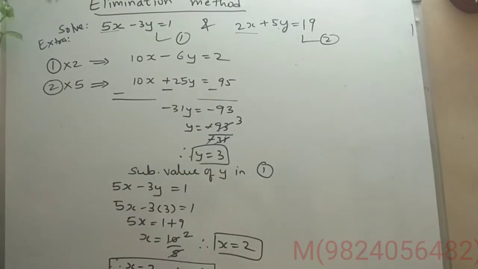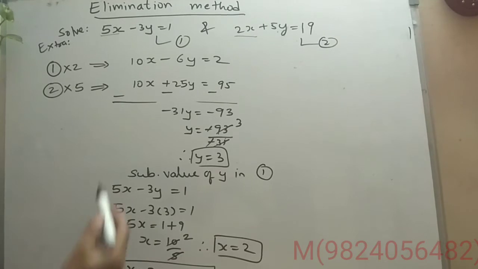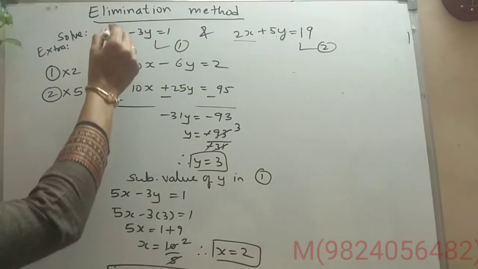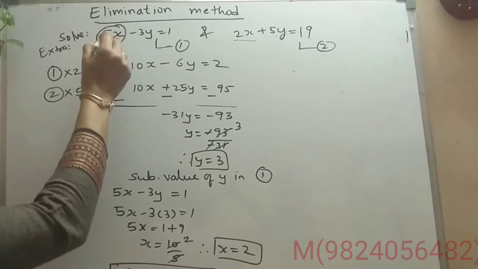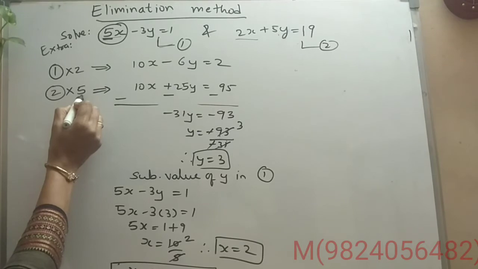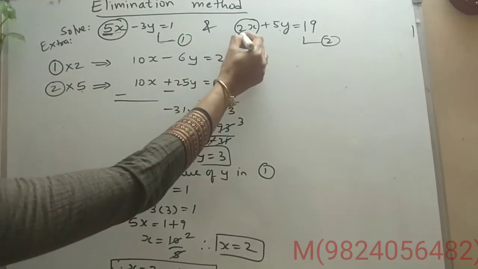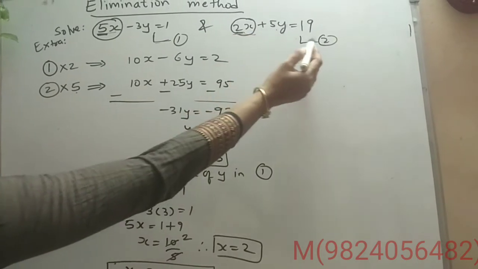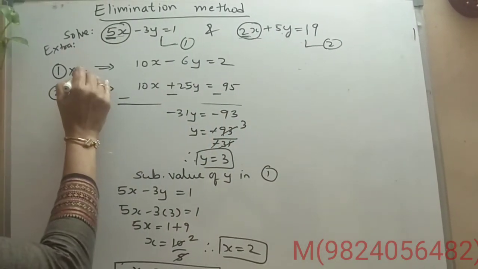So what you have to do, you have to make the coefficient of any one of the variables the same. So the easiest method is, this is equation number 1. The coefficient of x is 5, so I will multiply this 5 in equation number 2. And if you look at equation number 2, the coefficient of x is 2. In equation number 2, the coefficient is 2. That I will multiply in 1.